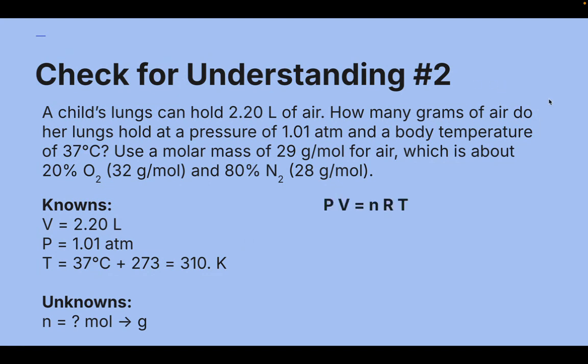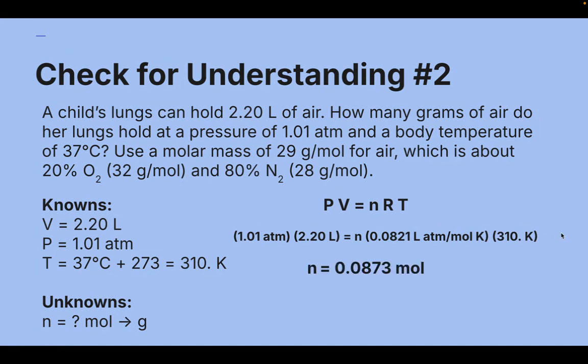So let's plug all those numbers into our ideal gas law. We have our pressure for P, our volume for V, N is what we're solving for, R is our gas constant, and T is for temperature. When you solved for N, you should have found that it was 0.0873 moles to 3 sig figs because every one of your numbers has 3.